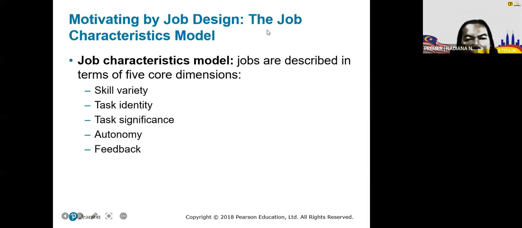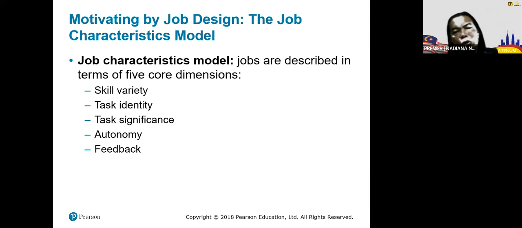Okay. Motivating by the job characteristic model. Jobs are described in terms of 5 core dimensions. Number one, skill variety. When workers must do the job, they must have a variety of skills. Second is task identity. They must know what actually the task is that they must execute. Number three, task significance. Why is the task important?